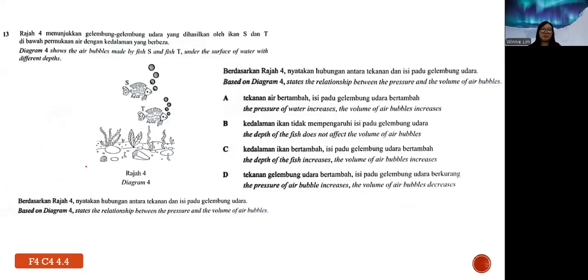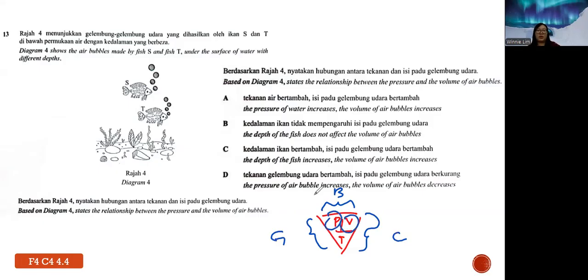Question 13. Diagram 4 shows the air bubbles made by fish S and fish T under the surface of water at different depths. What is the relationship between pressure and volume of the air bubble? This idea involves a bit of the gas law, and a bit of what you learned in liquid pressure. Under the gas law idea, we have this triangle, remember P, V, T, and the three sides represent the three gas laws.